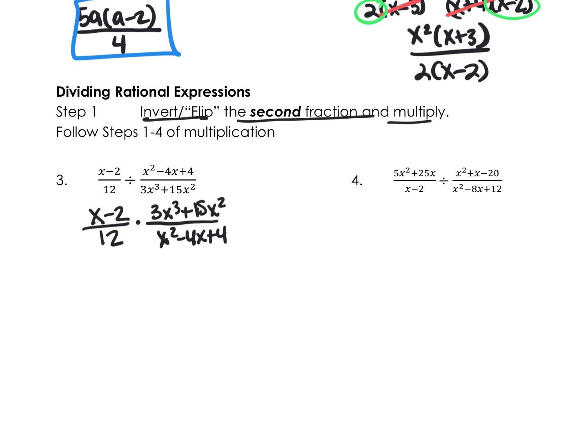So all we're going to do is factor this guy. This stays the same, so you're not going to change anything about him. Can't really change the 12, so it stays the same.